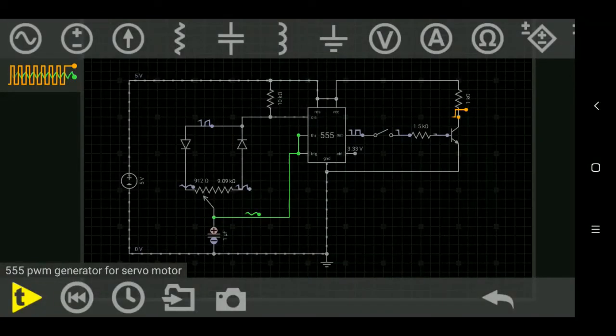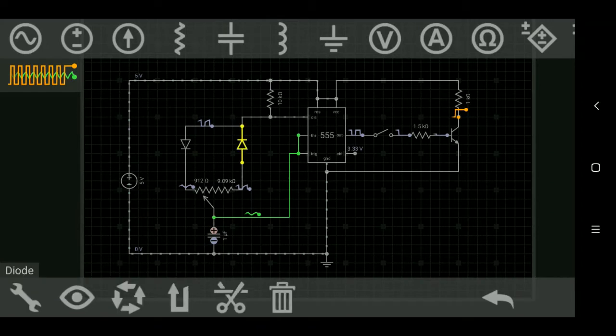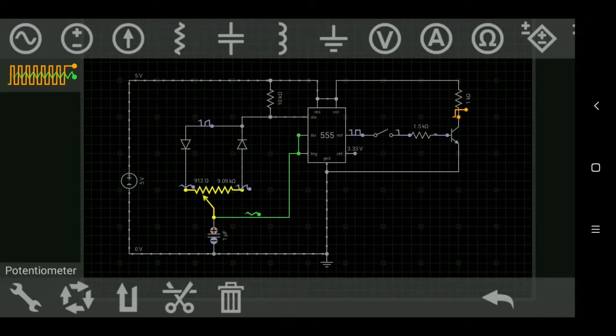Now let us take a look at the 555 based PWM generator. This circuit is similar to the 555 astable multivibrator circuit. The only difference here is that we make separate paths for charging and discharging with the help of these two diodes. So the capacitor charges through this diode and it discharges through this diode. The 10K potentiometer is used to vary the charging and discharging time, because ultimately we are controlling the RC constant, which affects the time.